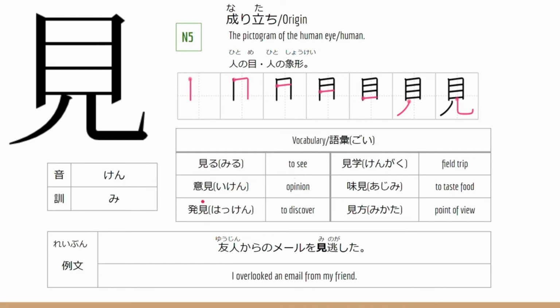see. 意見, this means opinion. 発見, this means to discover. 見学, this means field trip. 味見, this means to taste food. 見方, this means point of view. Now let's go into the example sentence. 友人からのメールを見逃した。This means I overlooked an email from my friend.